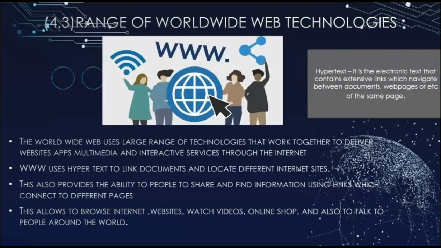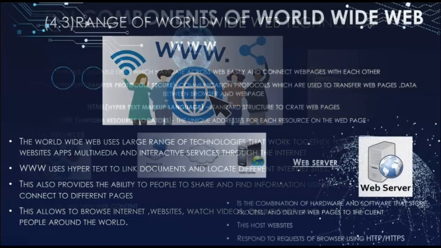WWW, or the World Wide Web, uses hypertext to link documents and locate different internet sites. Hypertext is electronic text that contains extensive links which navigate between documents, web pages, or the same page. This also provides people the ability to share and find information using links which connect to different pages. This allows us to browse websites, watch videos, shop online, and also talk to people around the world.